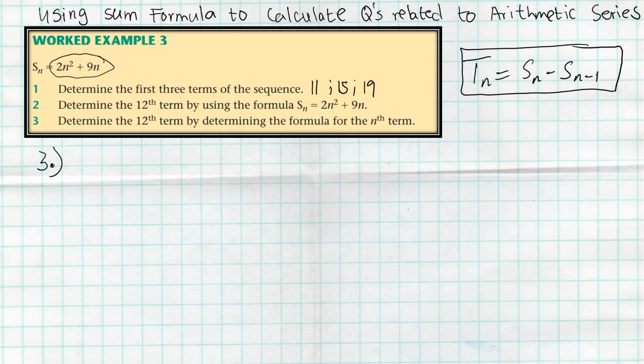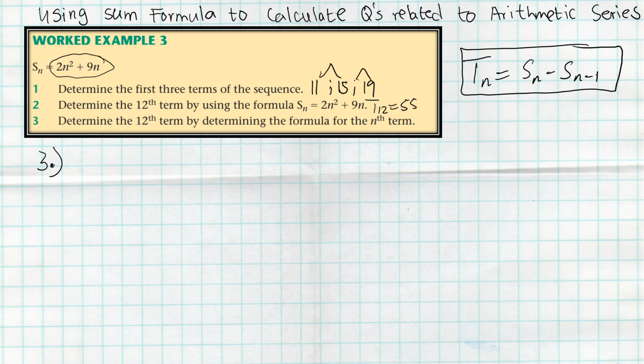Okay, let's quickly do number 3. It says determine the 12th term by determining the formula of the nth term. Let me just put our 12th term was equal to 55. So now they want us to determine the 12th term by first determining the formula of the nth term. So we're going to calculate the nth formula. Don't forget we have already calculated the first 3 terms of the sequence, 11, 15, and 19, right?